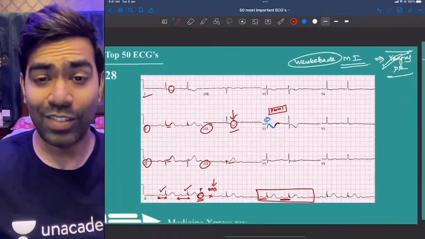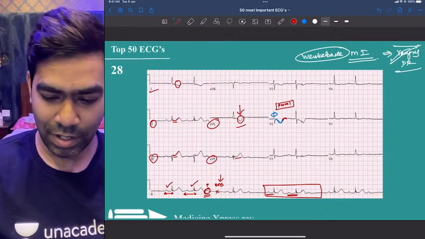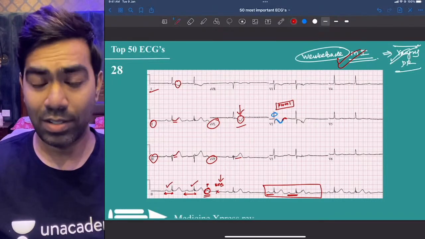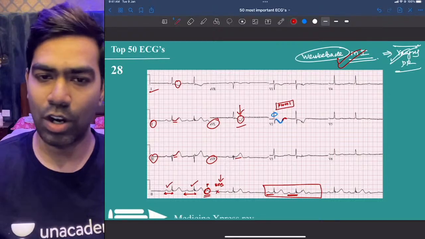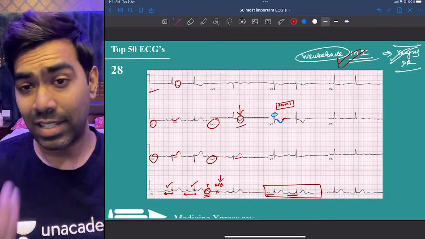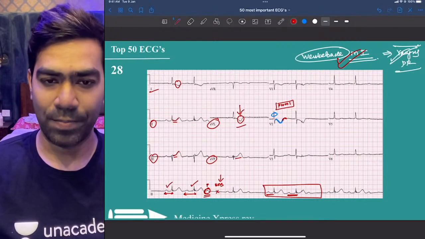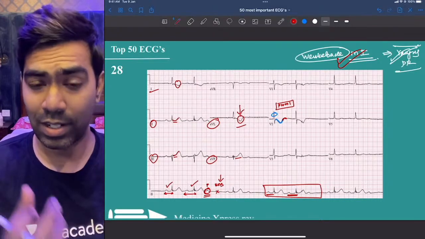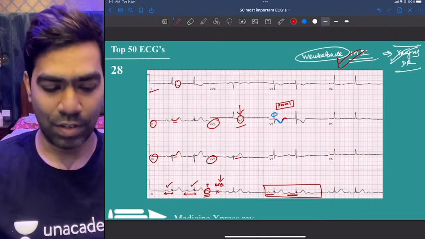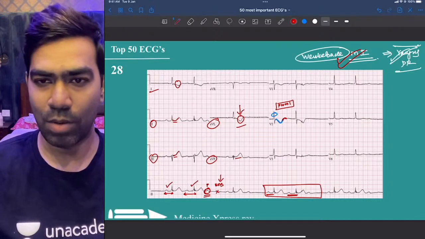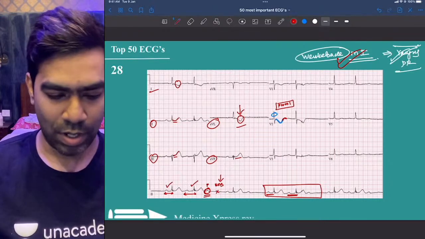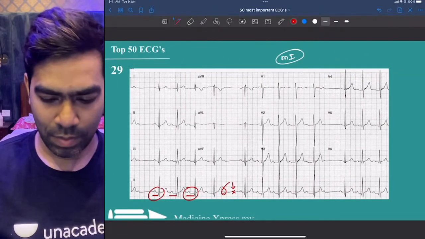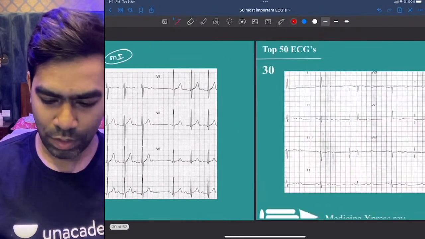Because of the inferior MI only, this patient is having a Mobitz type 1. In fact, Mobitz 1 and complete heart block are very common. Sinus bradycardia, Mobitz 1, complete heart block are very common with inferior MI because RCA is the one that generally tends to cause inferior MI. But sometimes it can be LCx, but RCA is the one that causes inferior MI, and RCA is the one that supplies your SA node as well as AV node. That's the reason bradyarrhythmias are very common with inferior MI rather than anterior MI, especially with RCA occlusion. So this is another example of a Mobitz 1.